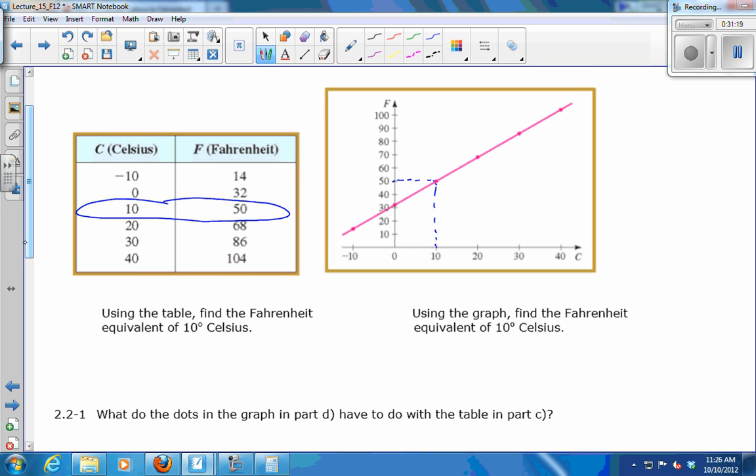Now, what do the dots in part D have to do with the table in part C? The dots on the graph, what do they have to do with the table? Simpler answer. They're the points, right? 10, 50 is a point on the graph. That's all. So each pair of Celsius Fahrenheit equivalencies makes a point on the graph.